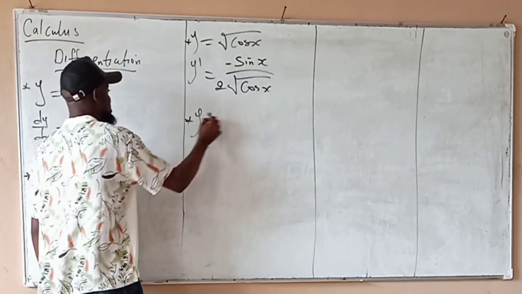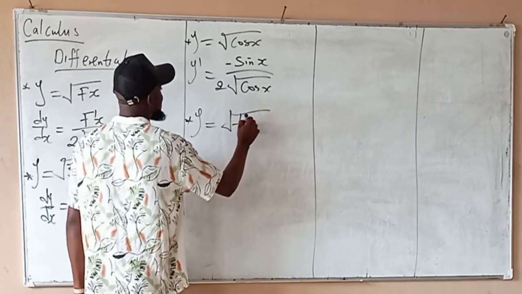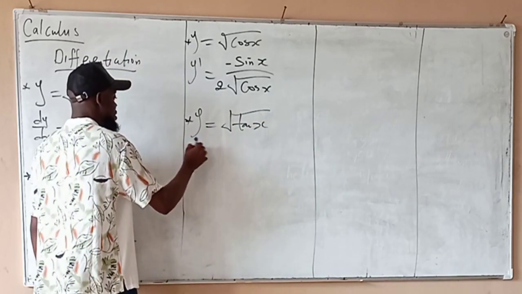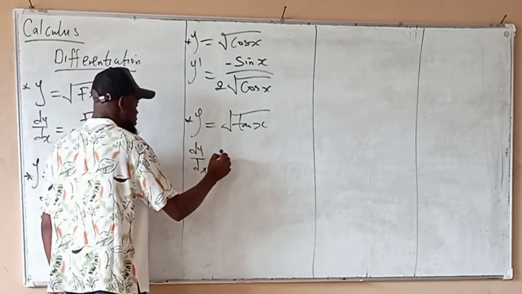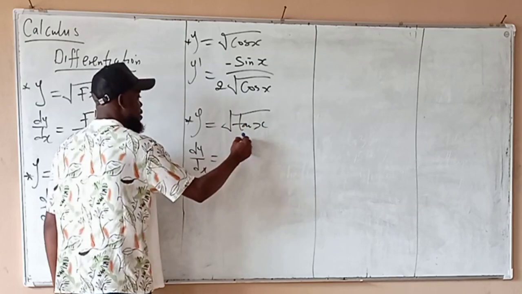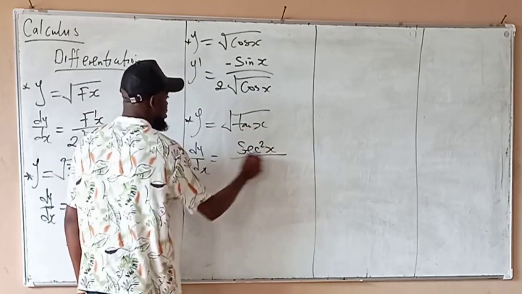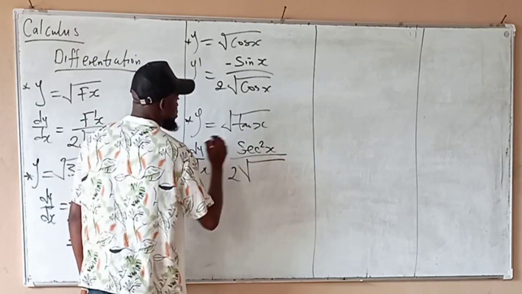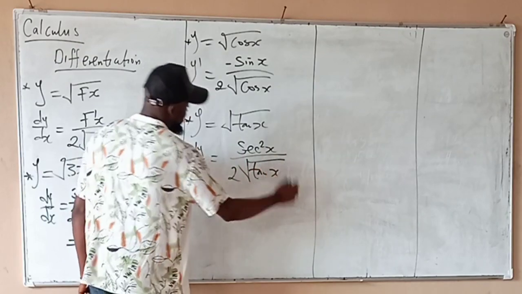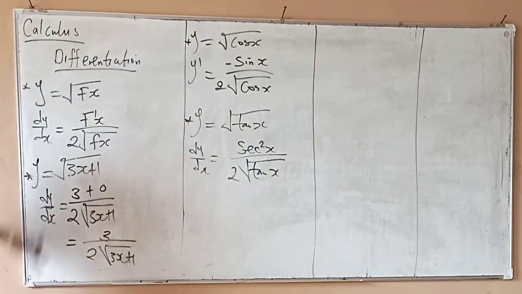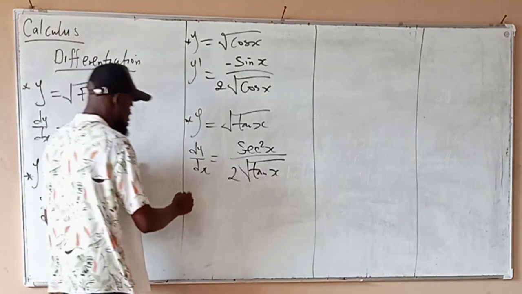Now let's say y is equal to the square root of tan x. Then what is dy over dx of this? Differentiate inside this, differentiate tan x to get sec square x, all over 2 root tan x, which is the question. That's how we do this part. So let's look at more.